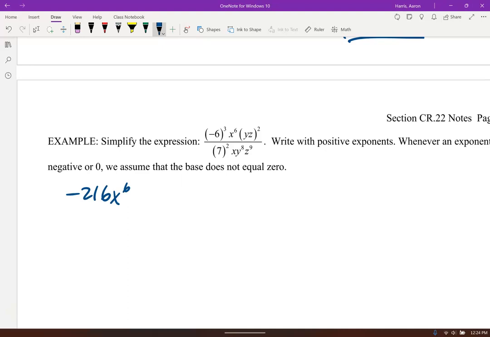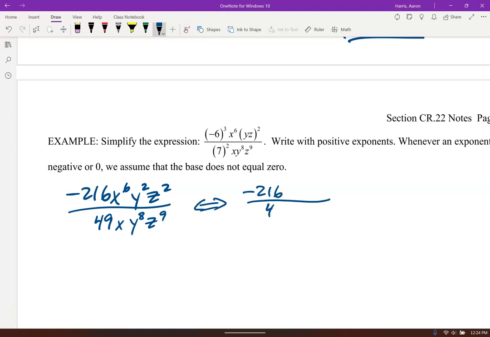We've got x to the 6, and then we have y squared, and z is being squared. In the denominator, we have 7 squared, and then we've got x, y to the 8th, z to the 9th. So 216 does not go into 49, so I'm left with the numbers. Can't do anything with those, but how about the x's here?